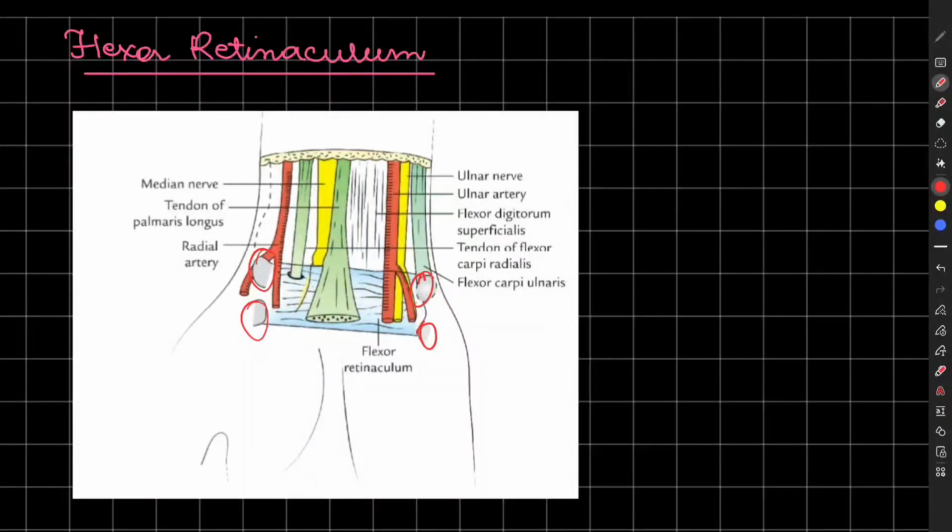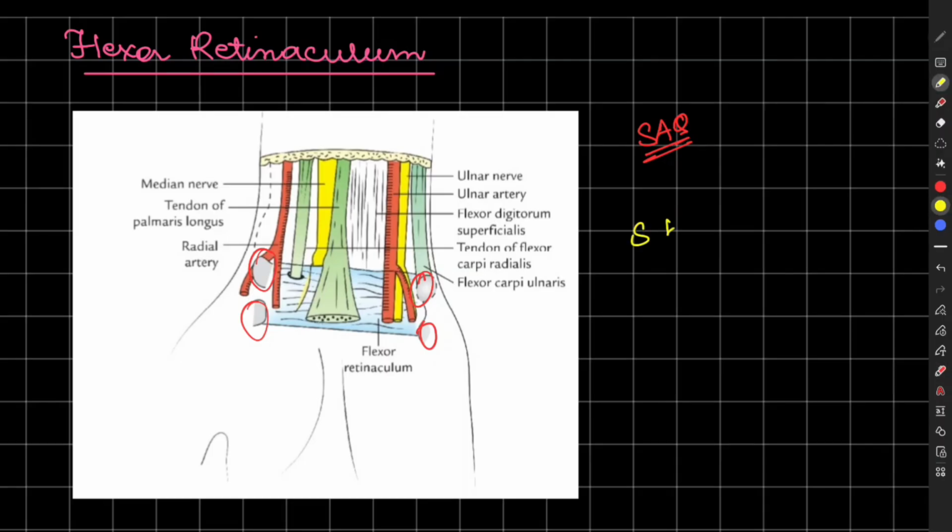Hello everyone, welcome back. In today's video, we'll be discussing a very important SAQ that is frequently asked in your university exams, that is the flexor retinaculum. In the previous video, I've already discussed the muscles of the forearm and the hand. In this video, I'll be dealing with the flexor retinaculum.